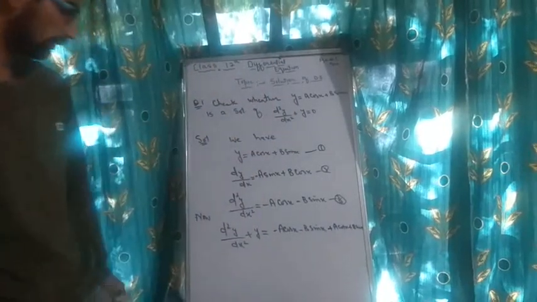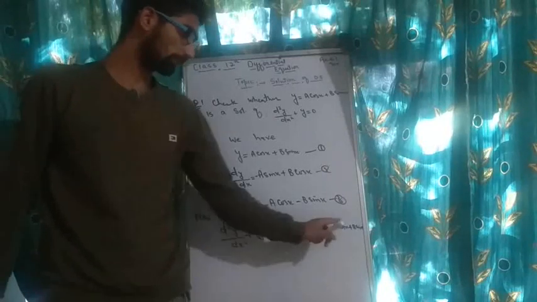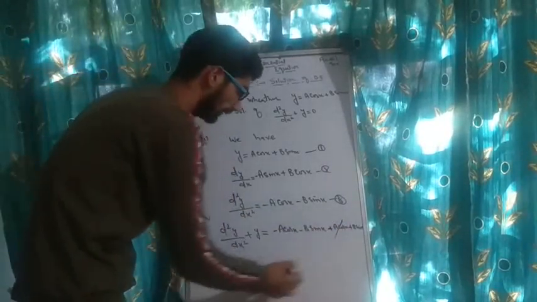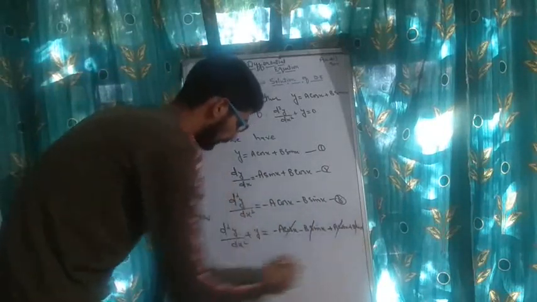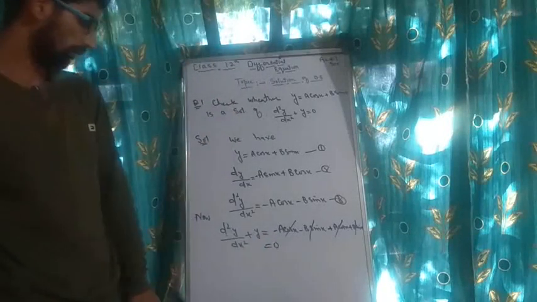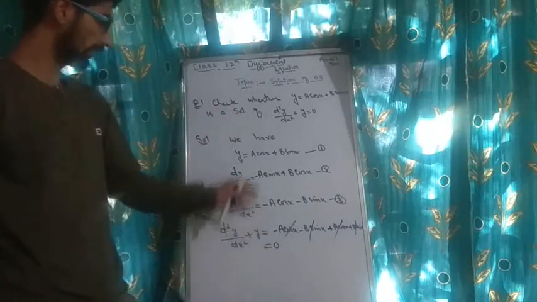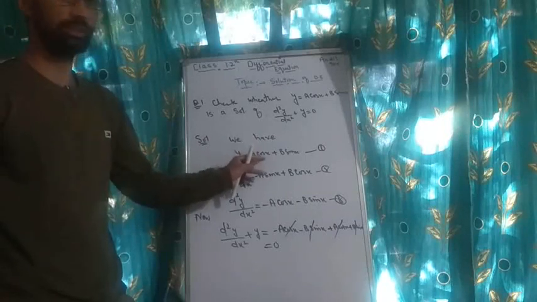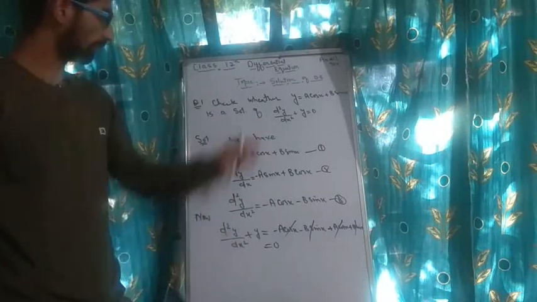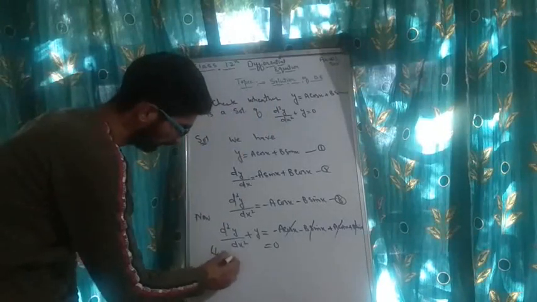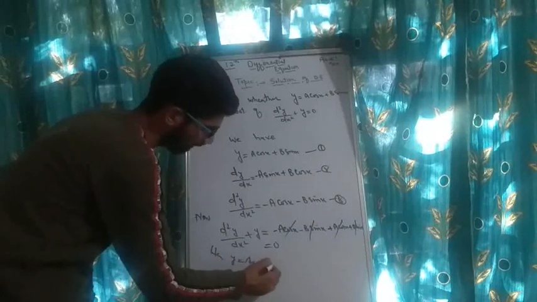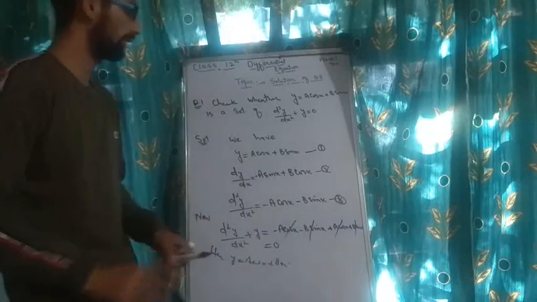Now you check here, this is minus a cos x, this is plus a cos x. So this one and this one will get cancelled. This is minus b sine x and this is plus b sine x. So this will get cancelled, and we are getting d square y divided by dx square plus y is equal to 0. That means this relation and derivatives of this relation are satisfying our differential equation. So hence this is the solution of this equation. So you write down, hence y is equal to a cos x plus b sine x is the solution of the required given equation. So now we will go for another example.